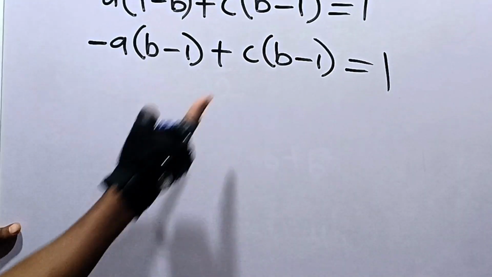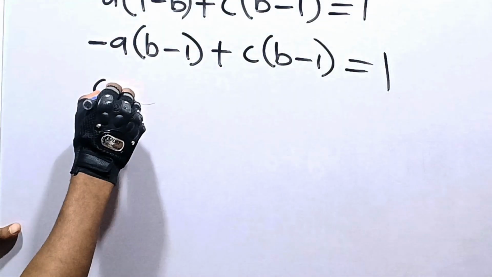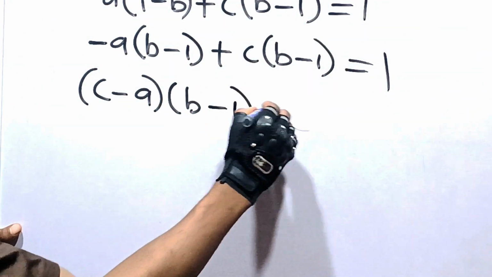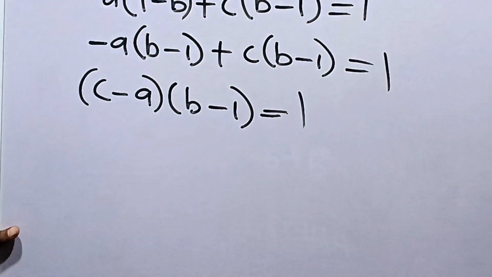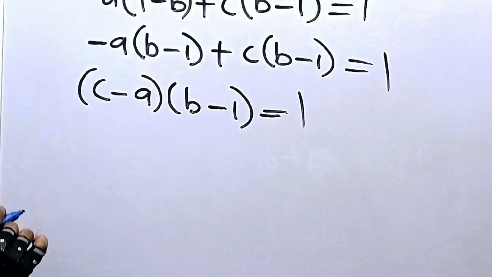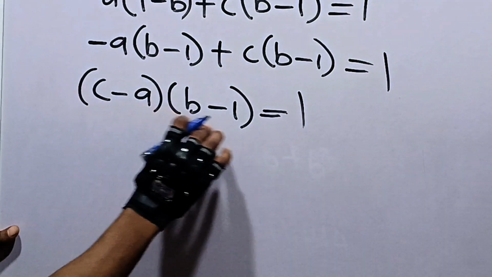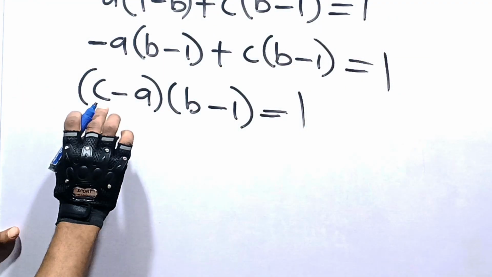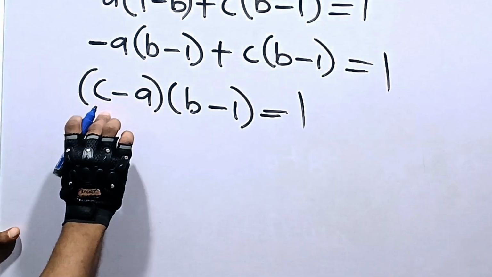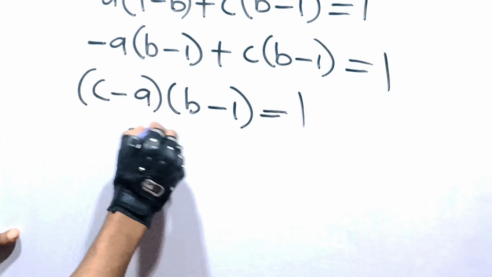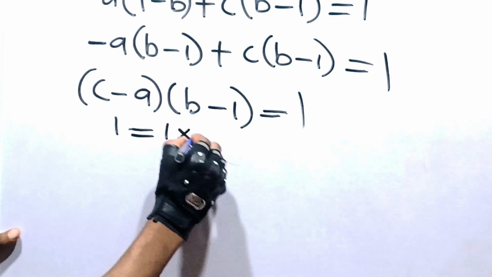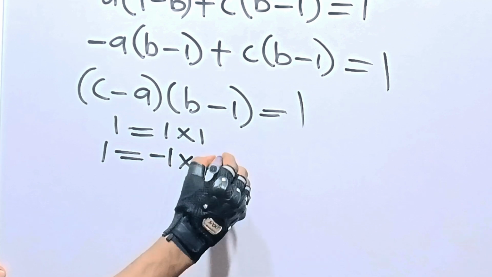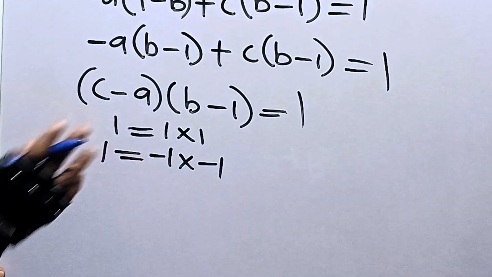Now you can see that you can factorize so that we have (C minus A) into (B minus 1) is equal to 1. Now you can see that this is two things multiplying to give us 1. When two things are multiplying to give us 1, either the first one is 1 and the second one is 1, or the first one is minus 1 and the second one is minus 1, because 1 is equal to 1 times 1, or minus 1 times minus 1. So these are the two things that are multiplied to give us 1.